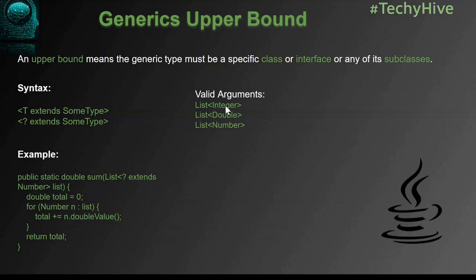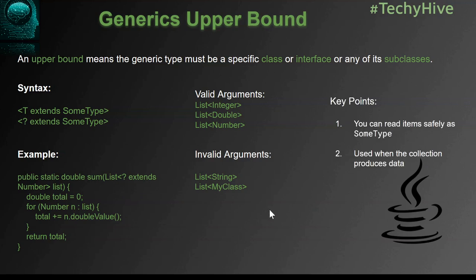Integer, because Integer extends Number, right? So that means Integer, Double, and Number itself are valid arguments, because Integer and Double extend Number, and Number itself is a valid argument. Invalid argument: to this method we cannot pass List<String>, because String doesn't extend Number, and also any other class that doesn't extend Number. So here we are restricting the generic type to specific types of arguments.